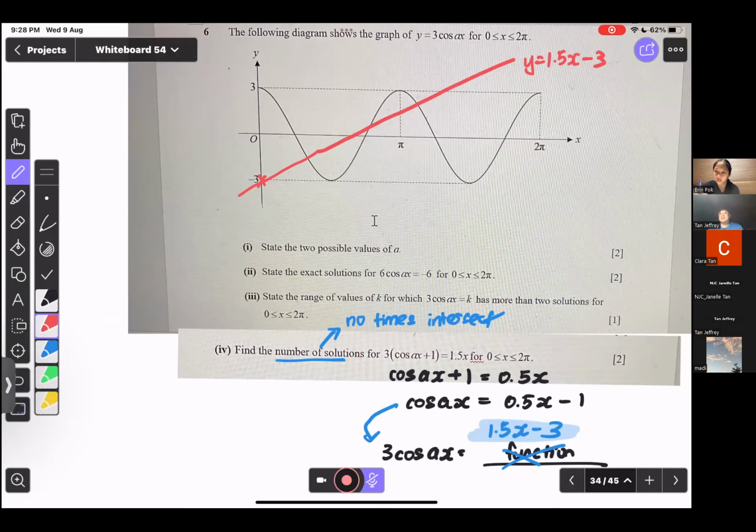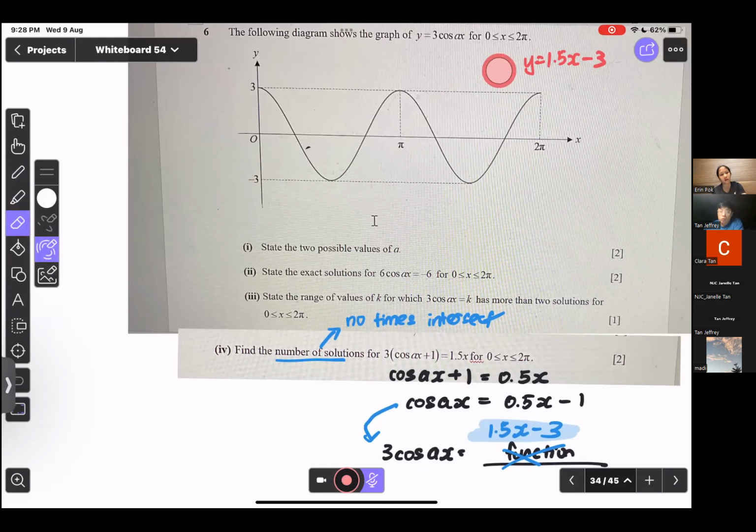Mr. Tan, for the graph of 1.5x minus 3, the y-intercept you can know from the graph, but how do you know how to draw the line? Because if you draw it the way you do now, it's 4 intercepts, but the answer is 3. Did I draw 3 or 4? 1, 2, 3. 3 intercepts.